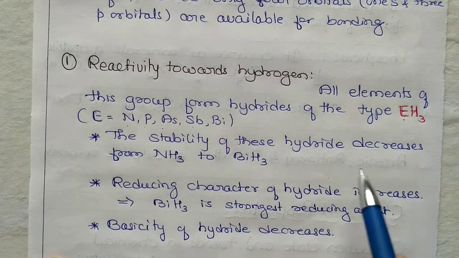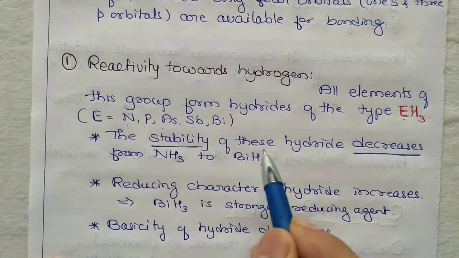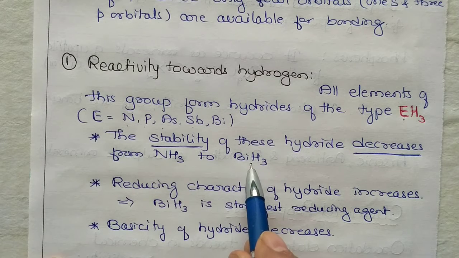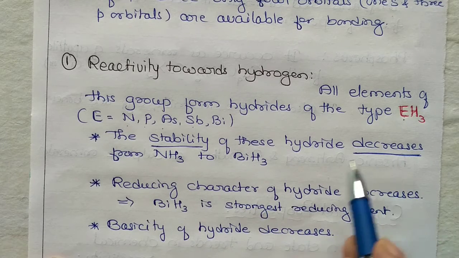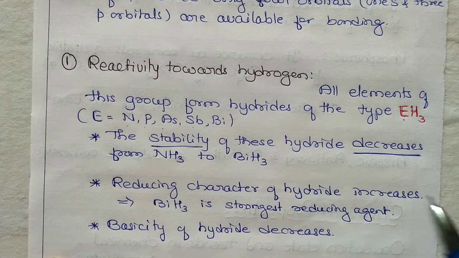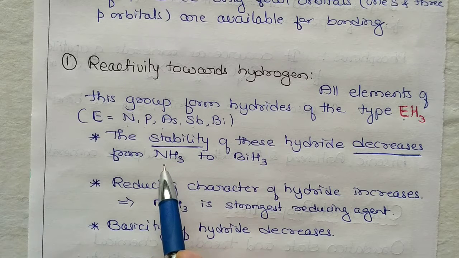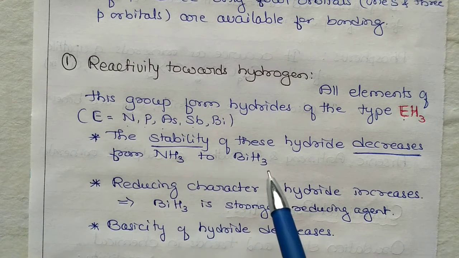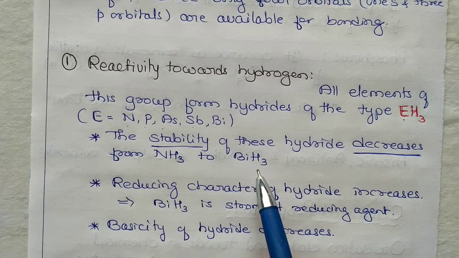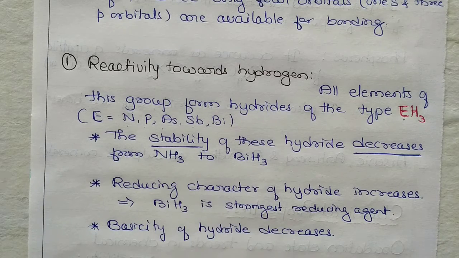Means the stability decreases. Bismuth hydride is less stable, ammonia is more stable. Stability of hydride decreasing means bismuth hydride is less stable and will immediately decompose, whereas ammonia is more stable. Okay. This also indicates the dissociation enthalpy. Based on the dissociation enthalpy we can explain this.